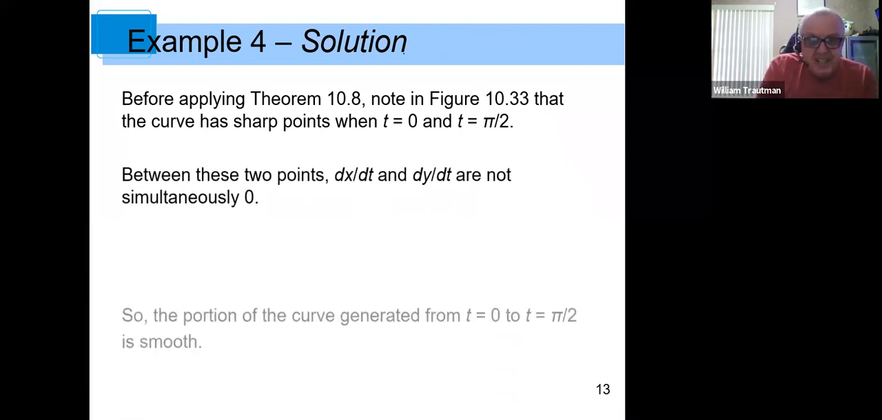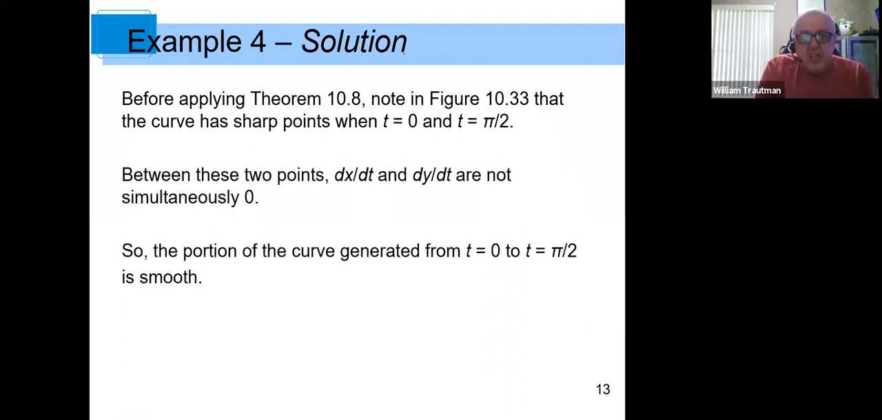And it was crazy. Now they are going to tell you this. I'm glad they mentioned this. It says, by applying theorem 10.8, that's the arc length formula, that the curve has sharp points at t equals 0 and pi over 2. Sharp points, if you remember, you can't take derivatives at sharp points, if you remember that from Cal 1.